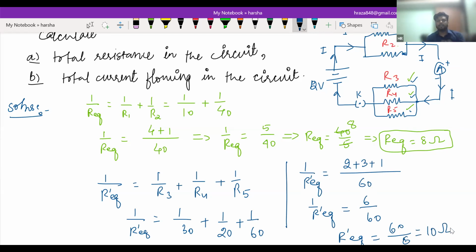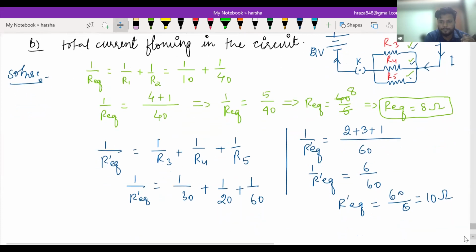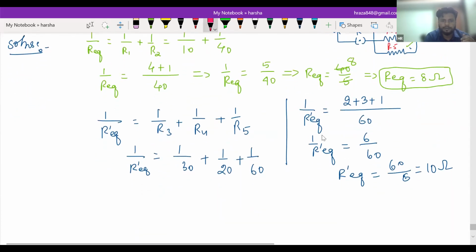Is that clear? We just calculated the separate equivalent resistances. Now see how the circuit will look after this. This will be looking like this. There was a switch, and here there were 2 in parallel. Now it will become 1 and it will be like this.